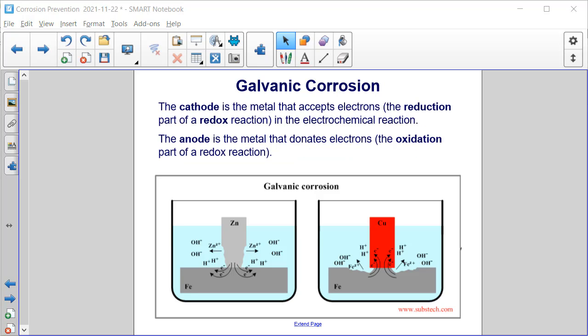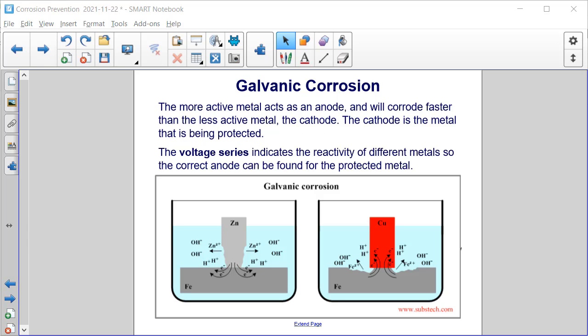The cathode is the metal that accepts electrons, or the reduction part of the redox reaction in the electrochemical reaction. So in this case, you see how the electrons are going from the zinc to the iron, or here from the iron to the zinc. The one that is accepting the electrons, the iron in this case, the copper in this case, is the cathode. The anode is the metal that donates the electrons, or the oxidation part of the reaction. So on the left, that would be the zinc. On the right, it would be the iron.